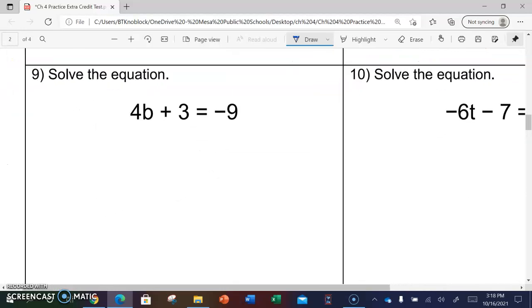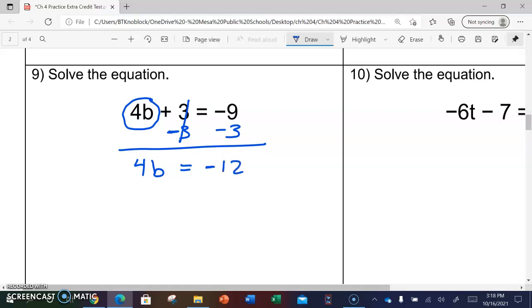All right, two-step equation. Here's your variable term. First thing you got to get rid of is the plus 3. So we go minus 3 to both sides. The 4b comes down. The 3's cancel. Negative 9 minus 3 is negative 12. Then we have to divide both sides by 4. So we find out that b is negative 3.